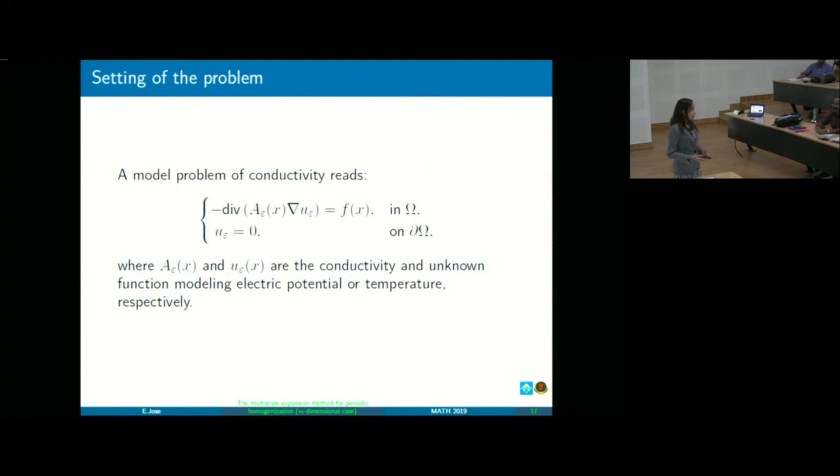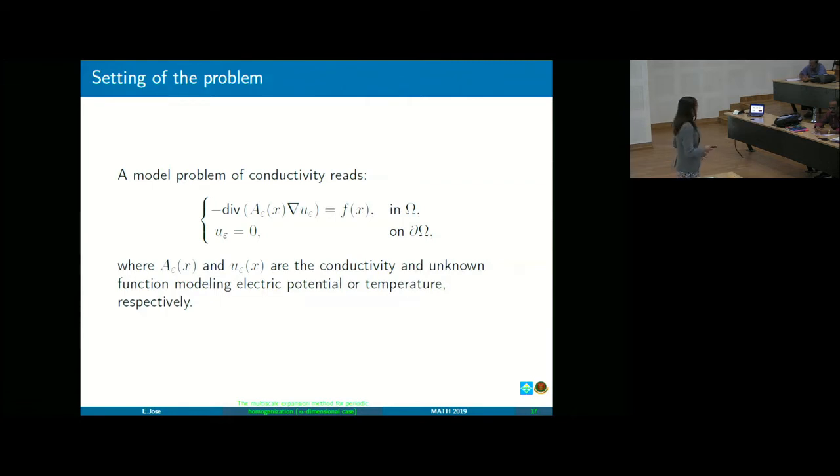Let us impose a Dirichlet boundary condition. U epsilon is 0 on the boundary of omega. So in here, A epsilon is the conductivity, which is a matrix, and U epsilon, of course, is the unknown function, maybe temperature or electric potential.